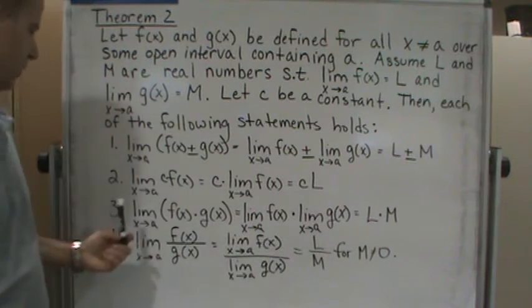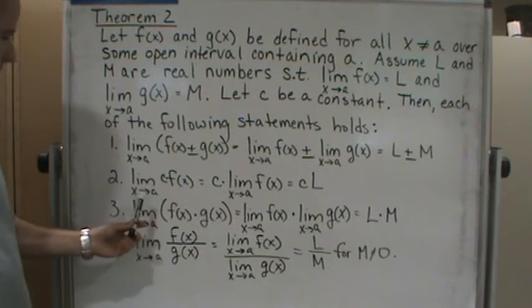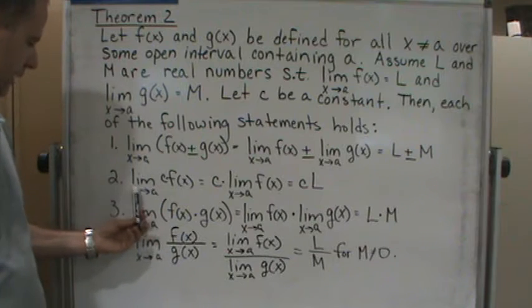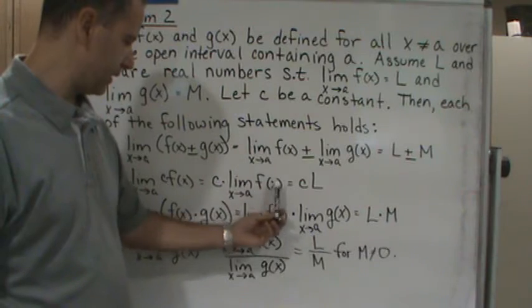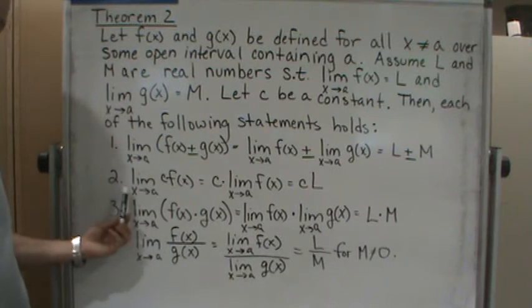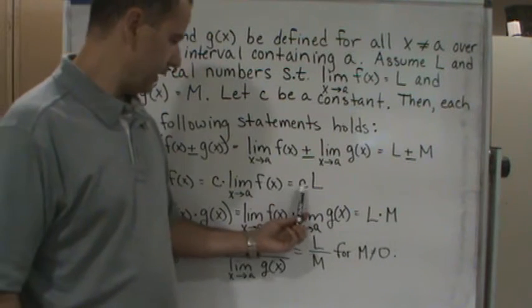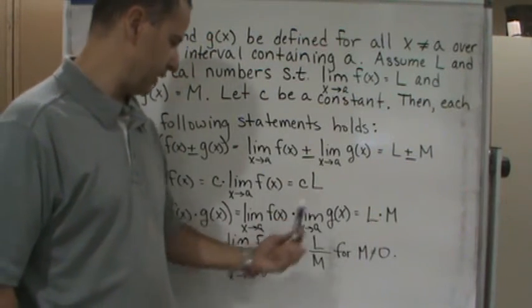The next one is called the constant multiple law. So here we have C as a constant, and we're multiplying by the function in the limit. So the limit of this is equal to the constant times the limit of the function. What this means is you can always take this constant out, and then you can handle the limit separately, and you get C times L.